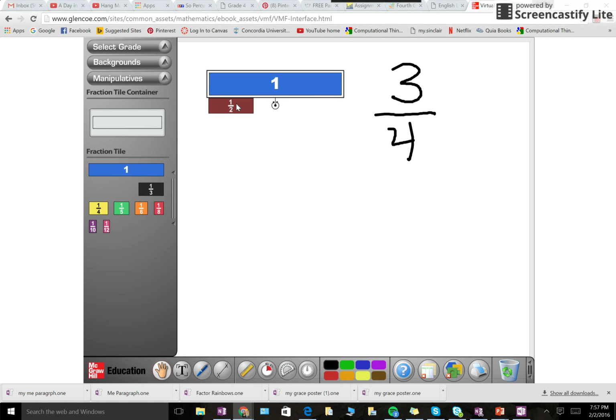Notice that 1/2 plus another 1/2 is the same length as the 1. Well, that's because 1/2 plus 1/2 equals 1 whole. You can also look at your equation. 1 plus 1 is 2. 2 over 2 is 1. It's a whole number since we had the same.